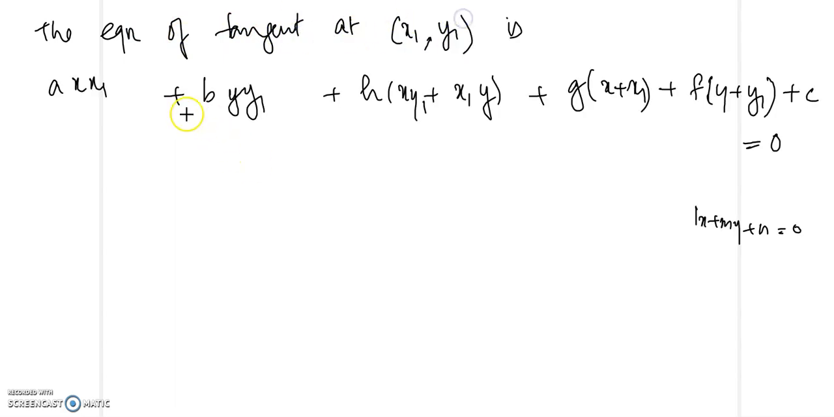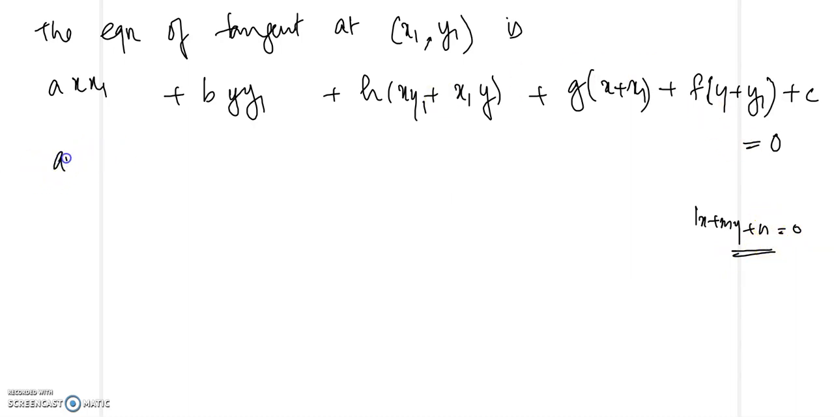So the equation of the tangent at x1 y1 is ax1 plus by1 plus h(xy1 plus x1y) plus g(x plus x1) plus f(y plus y1) plus c equal to 0. Now let us write it in the form lx plus my plus n equal to 0.